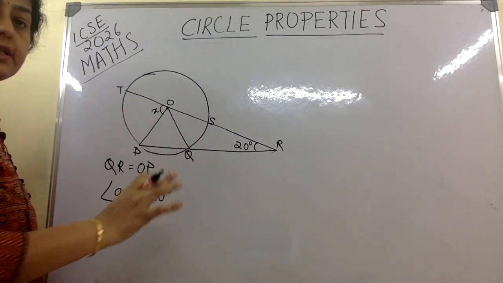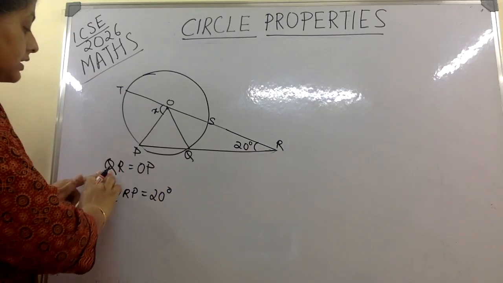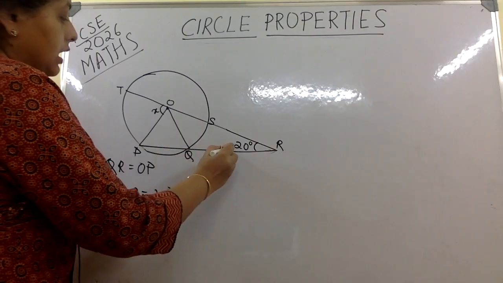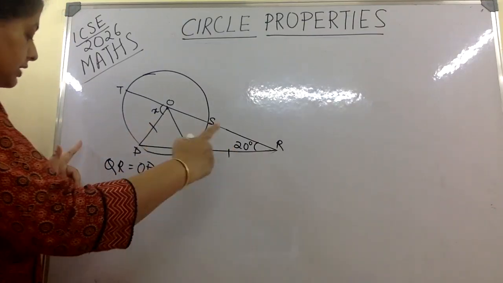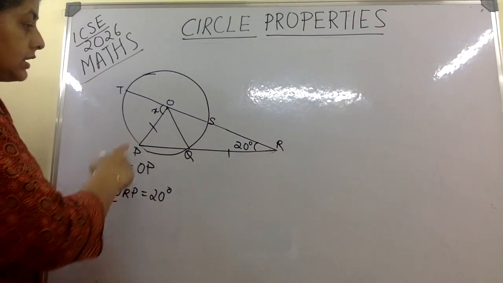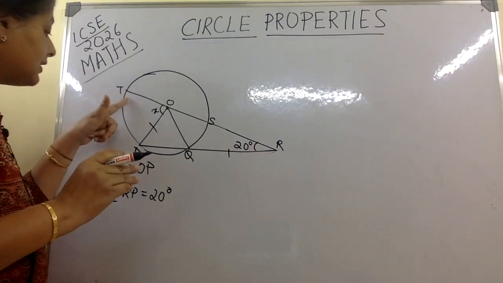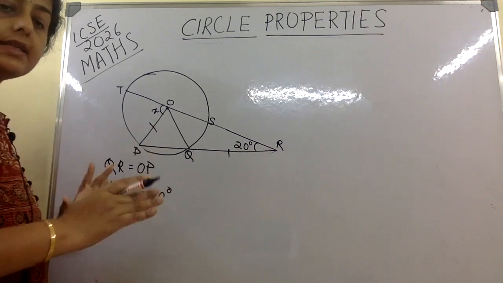They have asked us to find the value of x. What they have given is QR is equal to OP. QR and OP, these two things are equal, and angle ORP is 20 degrees. That is all given, and angle TOP, that is angle x, has been asked.